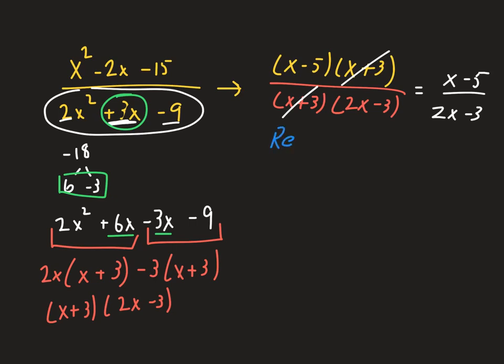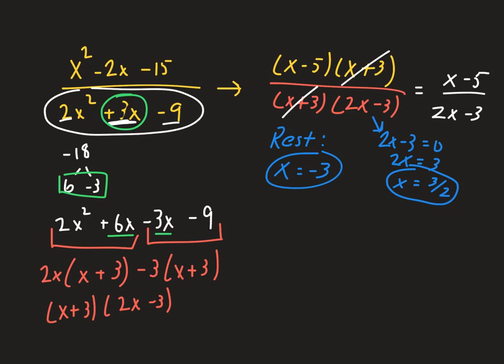So we have restricted x values at x equals negative 3. And then for the other one, you'd have to set 2x minus 3 equal to 0 and see what x gets you there. So you add 3 to both sides and divide by 2. Okay, so negative 3 and 3 halves, those are our two restrictions. And just in case they were wondering, the x equals 3 would end up being a hole in this graph, because that factor did get canceled out.